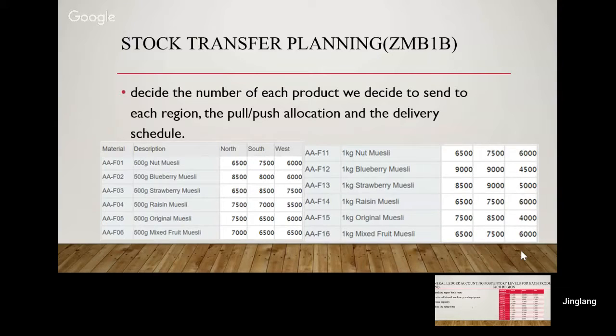For product F04, F05, and F03, the ending level in South is a little higher, so we add some to North and West from the South region. Also, if some products have a good sales or price in a specific region, we will enlarge the forecasted number in this region. Oppositely, if the sales is not good, we may consider decreasing the forecasted number.